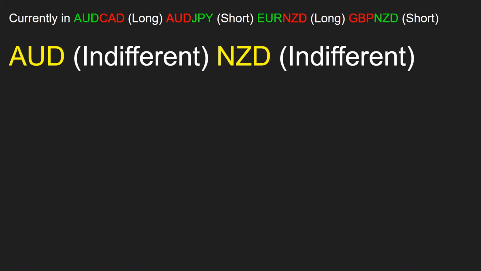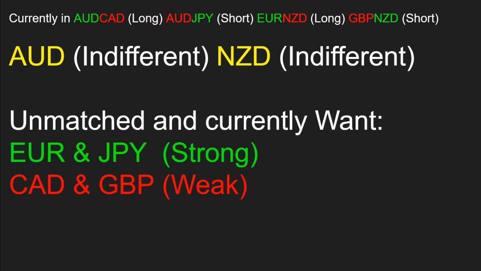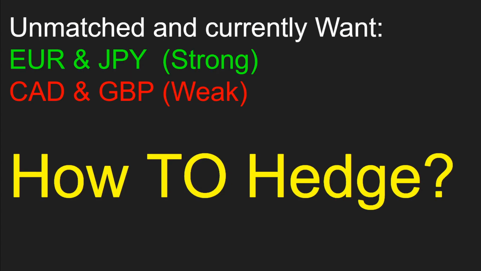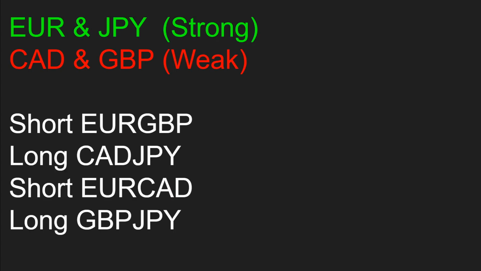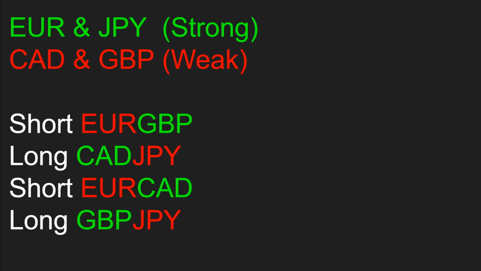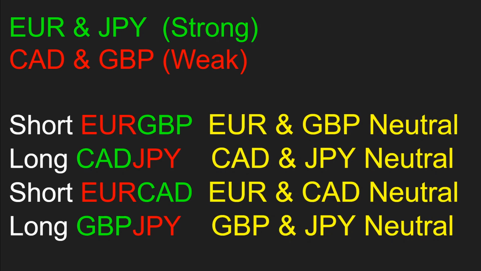So from these four trades, two currencies we actually don't care if they go up or down. From these four trades, we have four currencies that are actually unpaired. Two we want strong, two we want weak. The question is how to hedge these other four currencies. I trade 28 currency pairs. Here are four possibilities. Each of these trades would neutralize two other currencies. So for example, these euros cancel and these GBPs cancel.